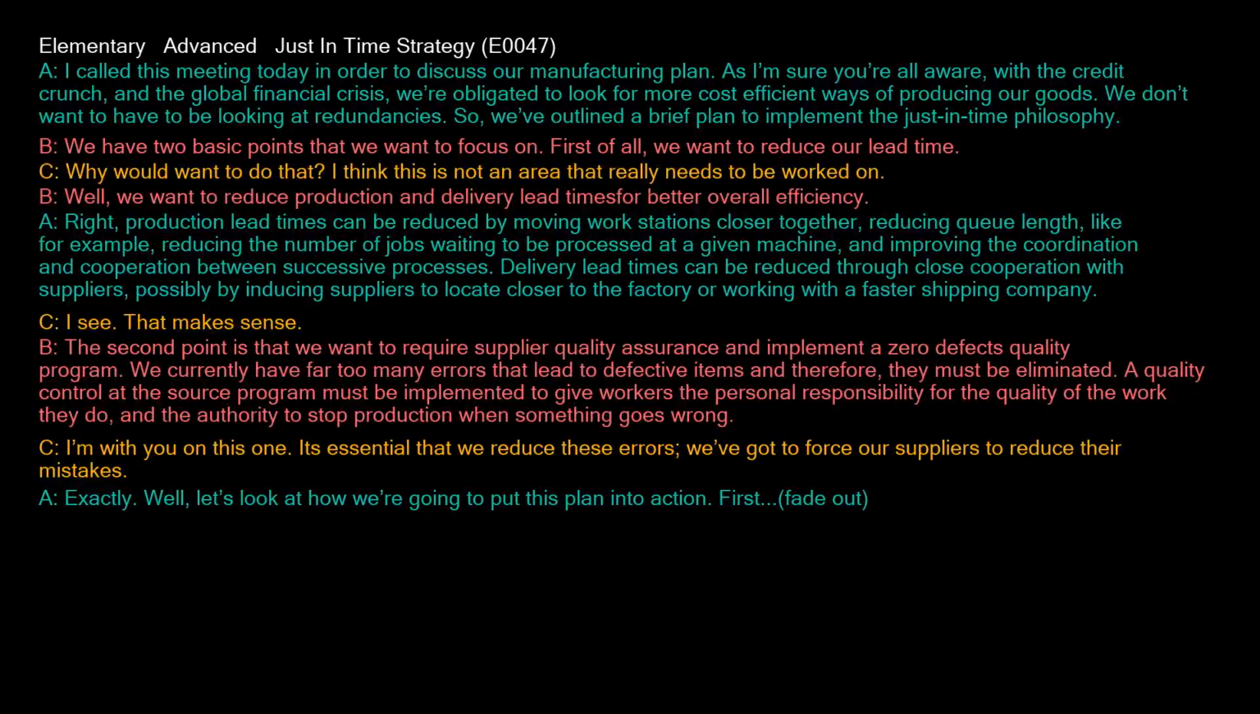The second point is that we want to require supplier quality assurance and implement a zero defects quality program. We currently have far too many errors that lead to defective items, and therefore, they must be eliminated. A quality control at the source program must be implemented to give workers personal responsibility for the quality of the work they do, and the authority to stop production when something goes wrong.